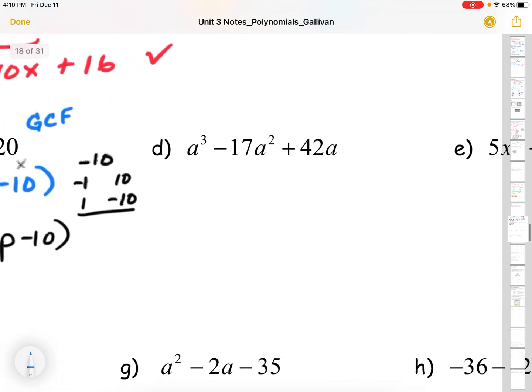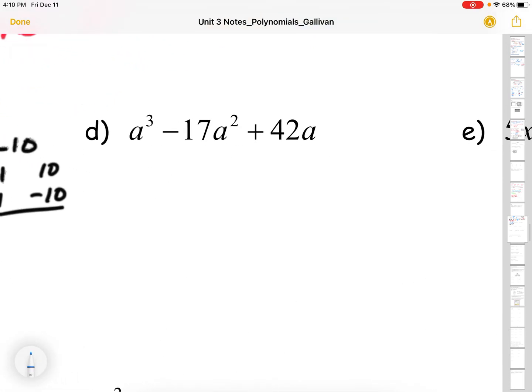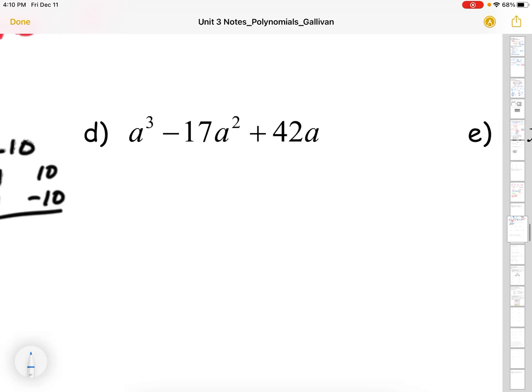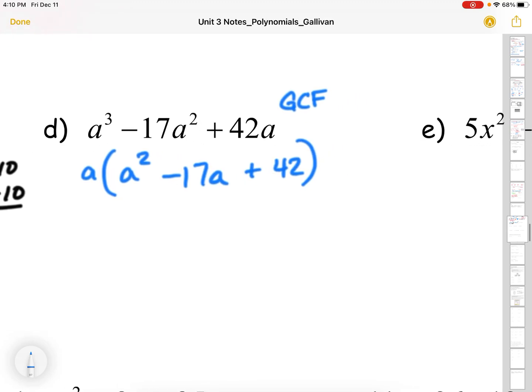And I'm sorry about how I'm dealing with the space, but it's tight, right? Now, there's no common factor, or is there? There is. There's an a in each one of these. So we're going to take out that GCF. So a times a squared minus 17a plus 42.